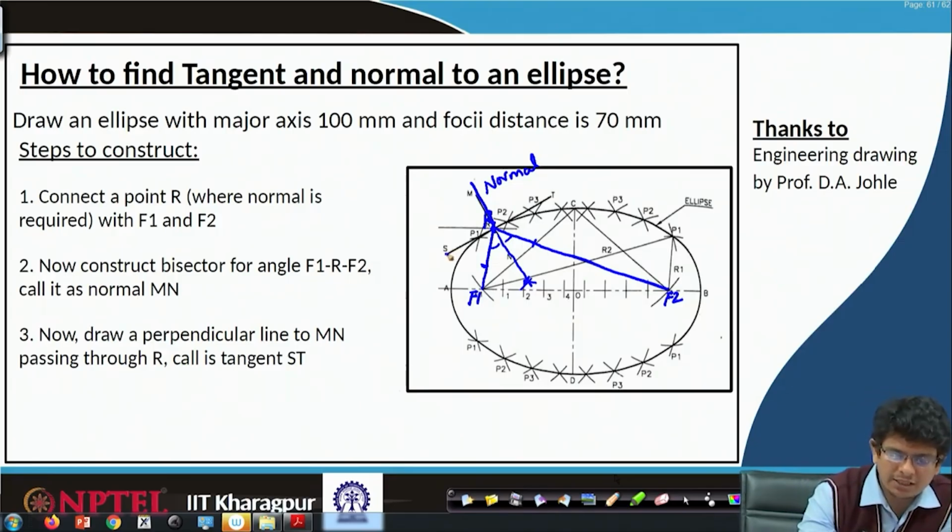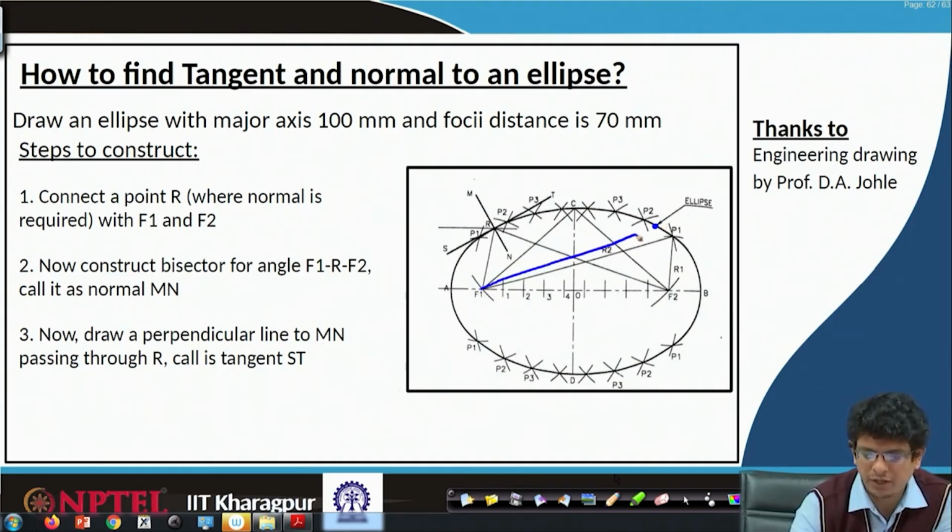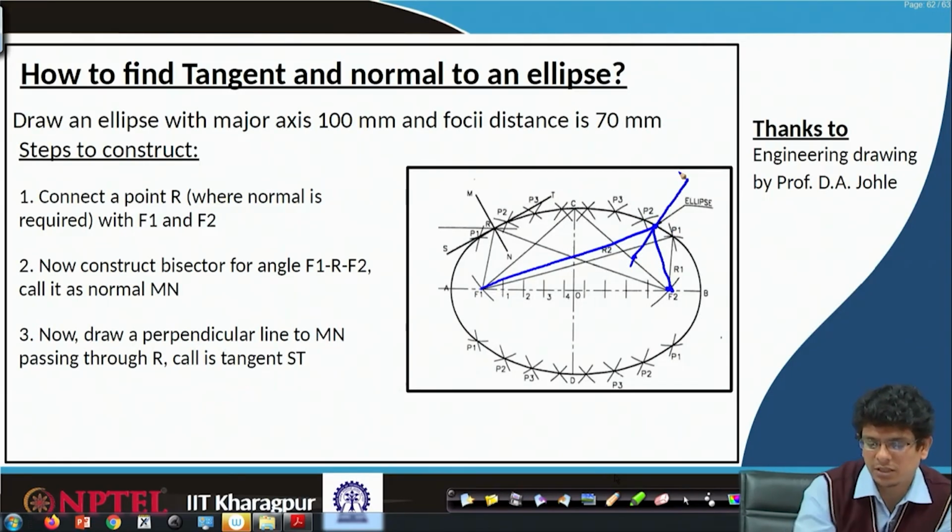The tangent is always at 90 degrees to the normal and touches at only one point, passing through R, and we will be in a position to construct the tangent. If it is some other point here, then we will join F1. For example, let us look at constructing a normal there. What we do is connect this F1 and this point, similarly connect F2. Now, make a bisector, join it, construct the normal, this is the normal and that will be the tangent.